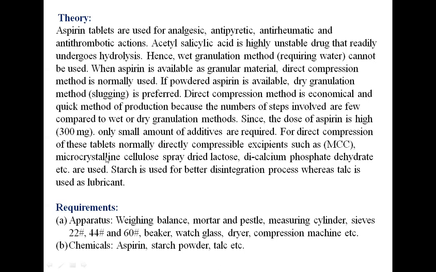When aspirin is available as granular material, the direct compression method is normally used. If powdered aspirin is available, the dry granulation method, also known as slugging, is preferred. Direct compression is an economical and quick method of production because the number of steps involved is few compared to wet or dry granulation methods. Since the dose of aspirin is high, that is 300 mg, only a small amount of additives is required.